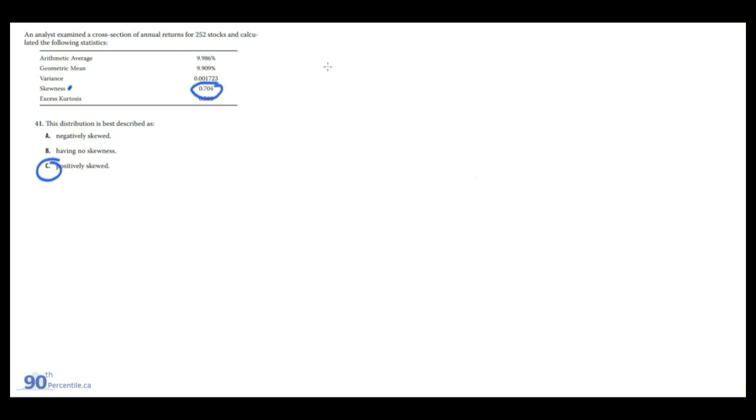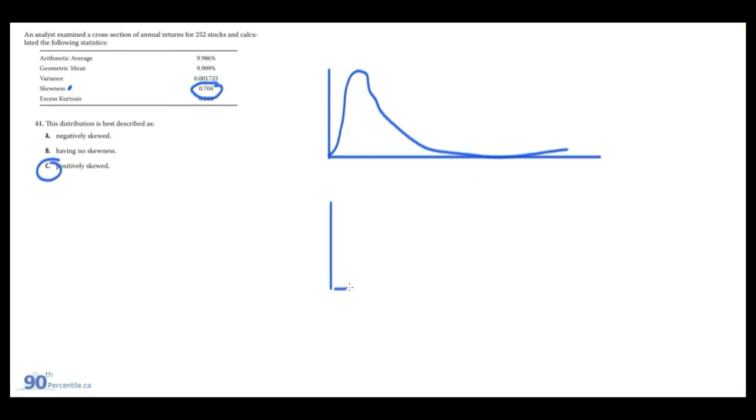But to show something really quickly, a positively skewed distribution would look something like this, where you have all the values here on the left-hand side, versus a negatively skewed distribution is something like this with everything on the right-hand side. So you've just got to remember positives on the left, negatives on the right, not really anything else to it, just one of those tricks.